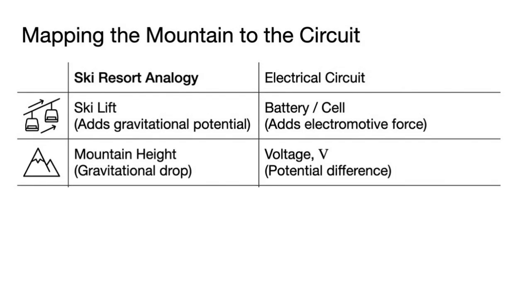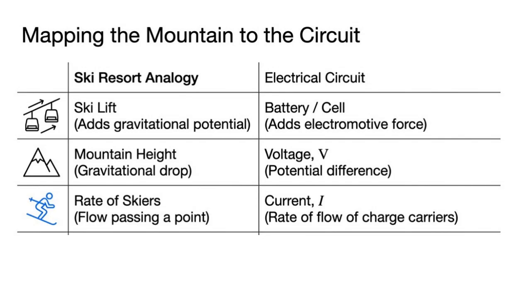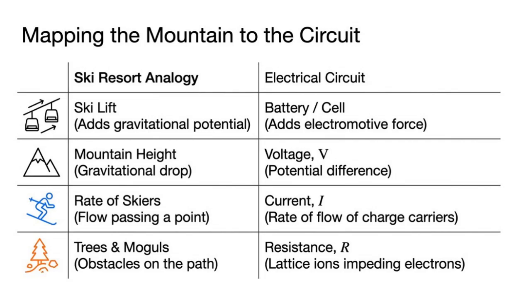The height of the mountain represents the voltage or potential difference, showing how much energy is available for the skiers to use as they go down. The rate at which skiers come down the slope is like the current, indicating the flow of charge carriers through the circuit. Finally, obstacles like trees and moguls on the ski slope represent resistance, which slows down or impedes the electrons as they move through the circuit. This comparison helps connect familiar physical experiences with the principles behind electrical circuits.